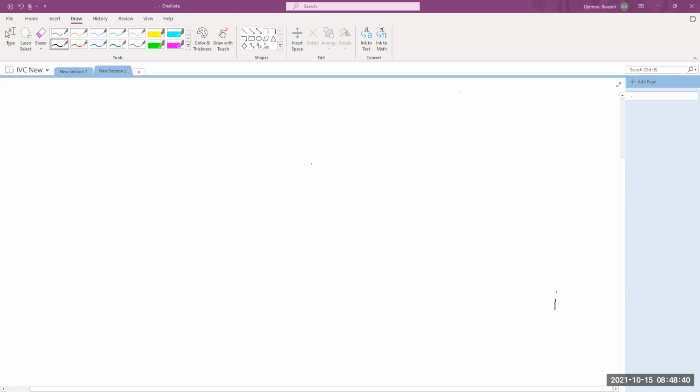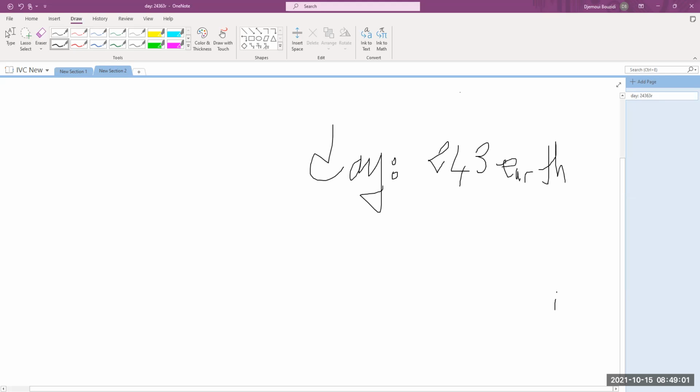So first of all, the day on Venus. So this is one day on Venus. I'm sorry about the writing because I'm using the mouse. So the day on Venus is 243 Earth days. In other words, Venus will complete the full cycle around its own axis in 243 Earth days, which is a long day.